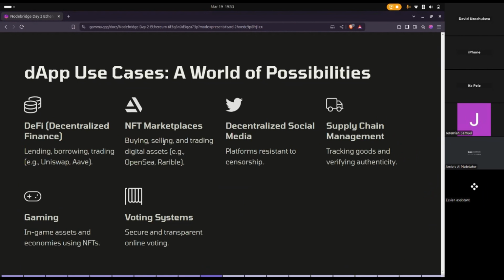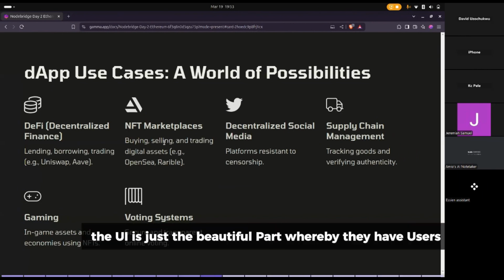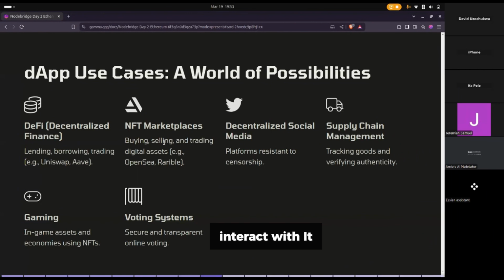These are all on the blockchain. Not the UI, but they have smart contracts. The UI is just the beautiful part whereby users interact with it.